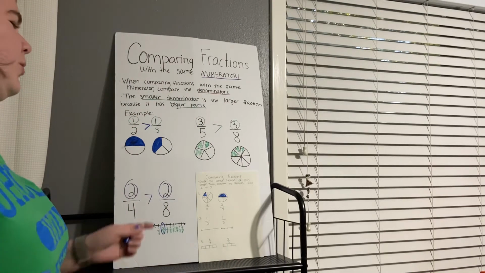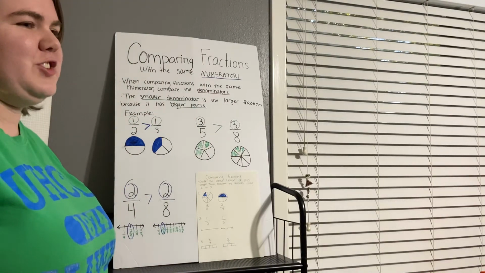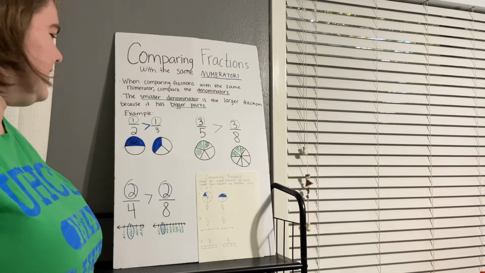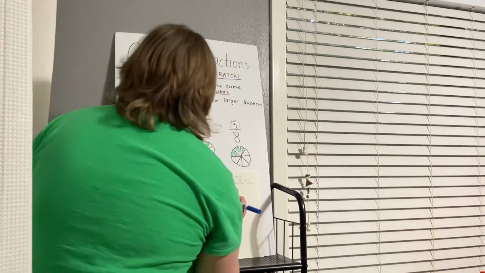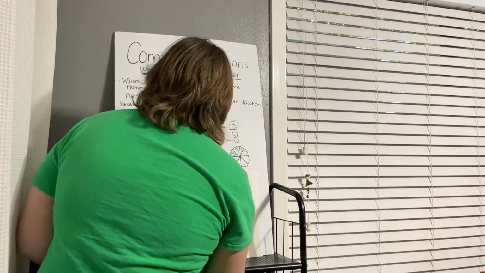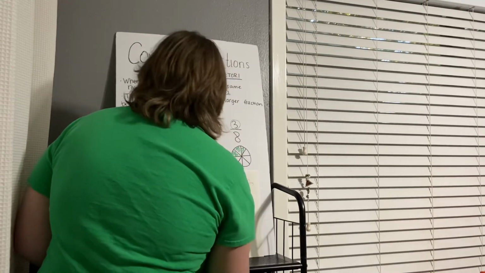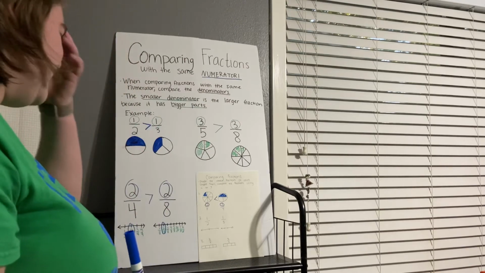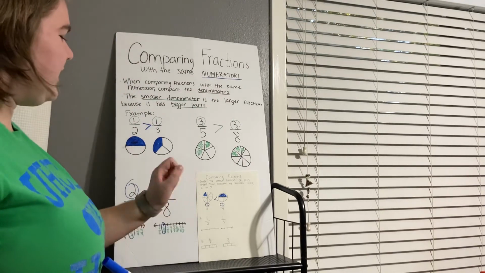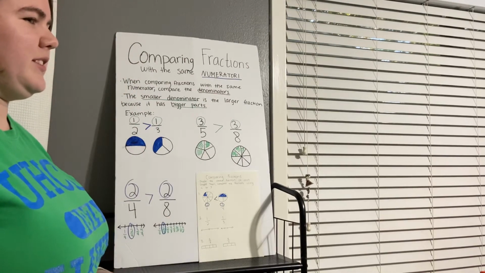Which one has the larger area shaded? 2/4. Remember, circle what is the same, and then we're comparing the denominators. Now, what about 1/2 and 1/3? What do we do first?